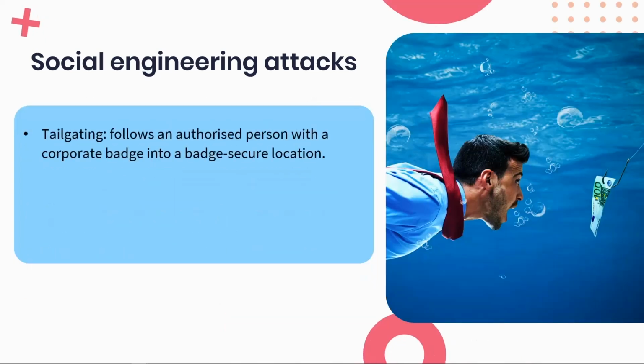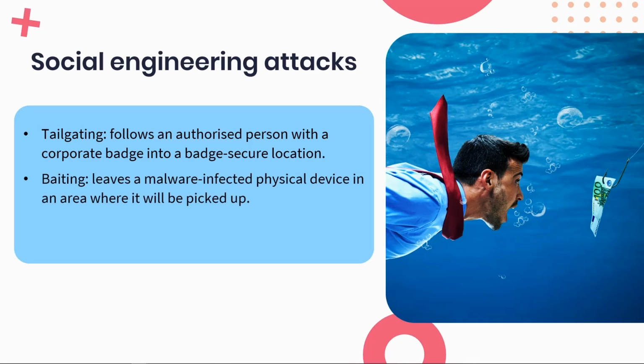Tailgating. When an attacker follows an unauthorized person with a corporate badge into a badge-secure location, knowing full well that they should not be in that location. Baiting. The threat actor leaves a malware-infected physical device, such as a USB flash drive, in an area where it will be seen and picked up.